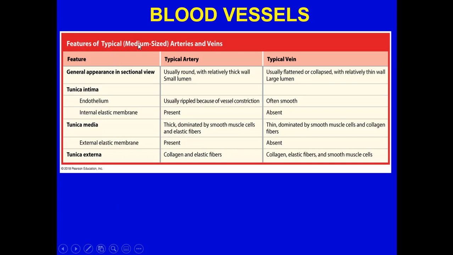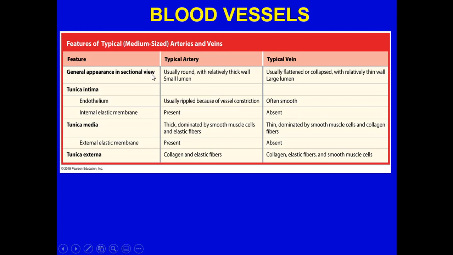Here are the features of a typical medium-sized artery and vein, and you can see this comparison here. In the tunica intima, there's an internal elastic membrane that's present in the typical artery but absent in the typical vein. The external elastic membrane in the tunica media is present in the artery but absent in the vein. In the tunica externa, the artery has an abundance of collagen and elastic fibers. In the typical vein, though, you have collagen, elastic fibers, and some smooth muscle cells.